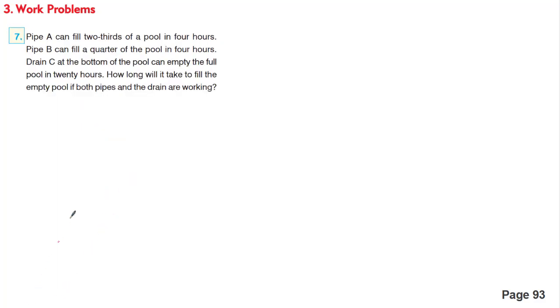Great. Next one. Pipe A can fill 2/3 of a pool in 4 hours. Well, we can't say the work rate of this pipe is 1 over 4 because it only fills 2/3 of the pool in 4 hours. So how long will it take to fill the whole pool? Well, if it fills 2/3 in 4 hours, that means it fills 1/3 in 2 hours, which means it fills 3/3 in 6 hours.